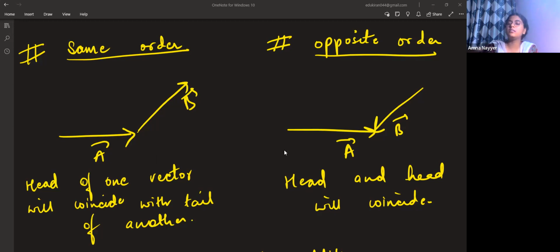See, same orders, it is not possible, because we have seen head of one should coincide with tail. This is not the condition. This is not how they are representing the adjacent sides of parallelogram. Same is the case here. These are also not representing the adjacent sides of parallelogram. We know only if the vectors are co-initial, then they will contribute to parallelogram law. Just make this as a note point and note these 2 points also.